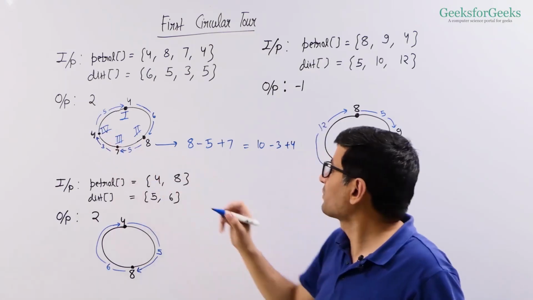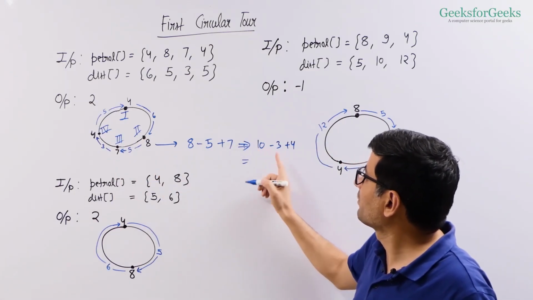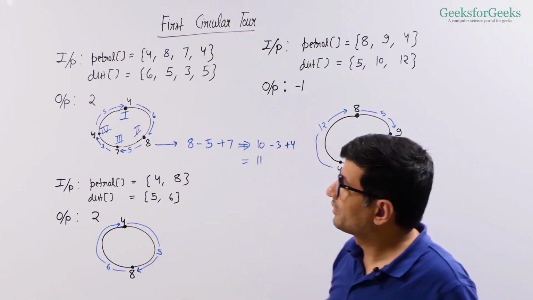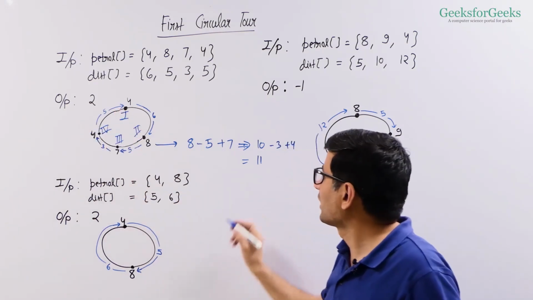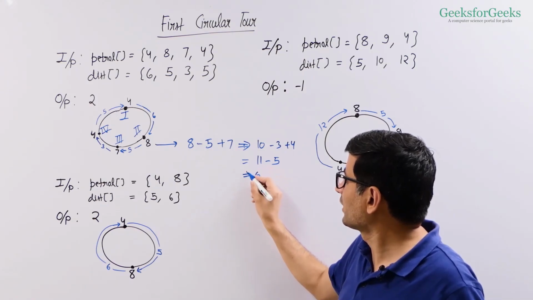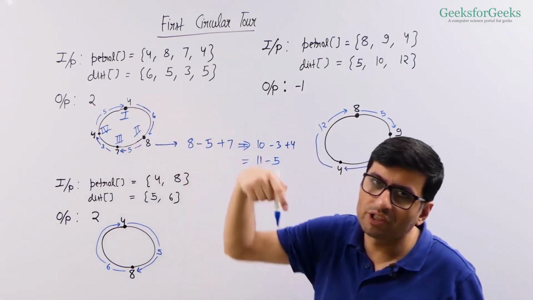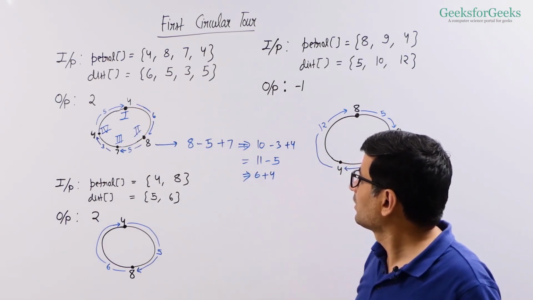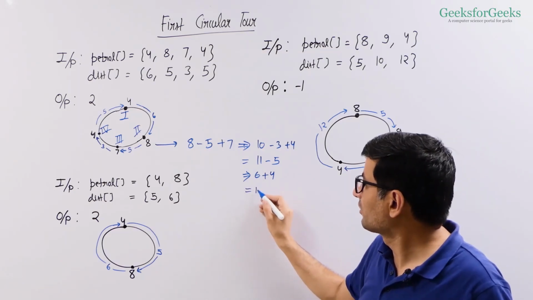So at this point, how much petrol do I have? 10 minus 3 plus 4, 7 plus 4, 11. Now I'll again travel 5 units. So I'll have 11 minus 5. I'll have 6 units of petrol, right? Now from the 6 units, I'll fill 4 units more because I'll come back to the first petrol pump, so I'll fill 4 units more and I'll have 10 units now.